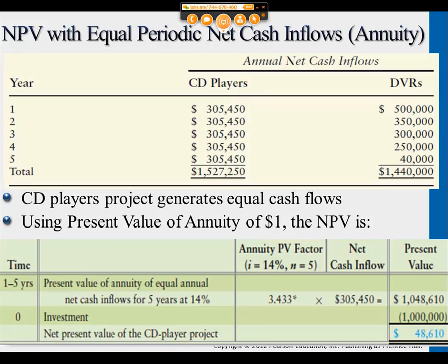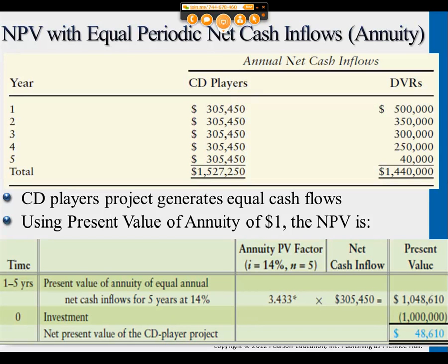Okay, that was my initial investment in that line of CD players, right? So the difference between my present value and this $1 million is this net present value of the CD player project. Okay, but this is only one part. I can't make a decision with this.